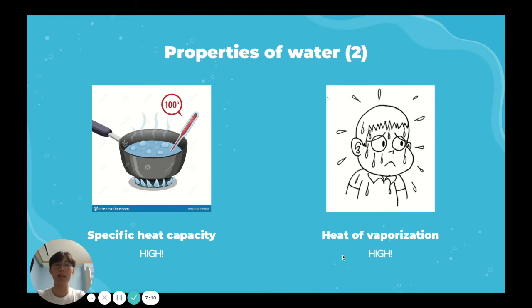And water also has a high heat of vaporization, meaning that it just takes a lot of energy for water to turn into gaseous water, so water vapor. And this is why we sweat when we're hot, because the sweat, when it vaporizes or when it turns into water vapor, it takes a lot of heat with it.